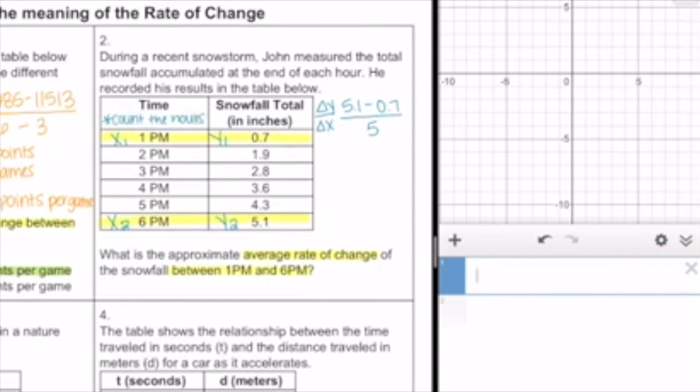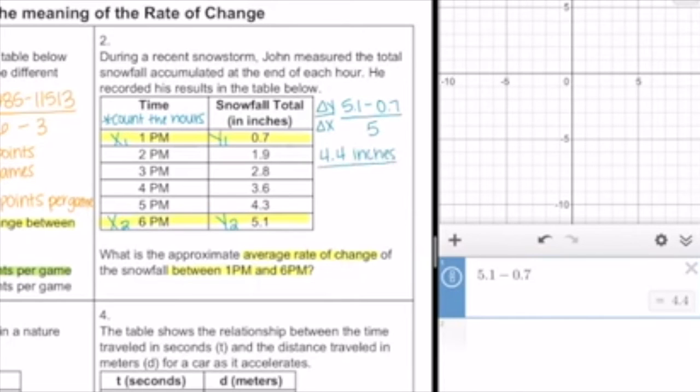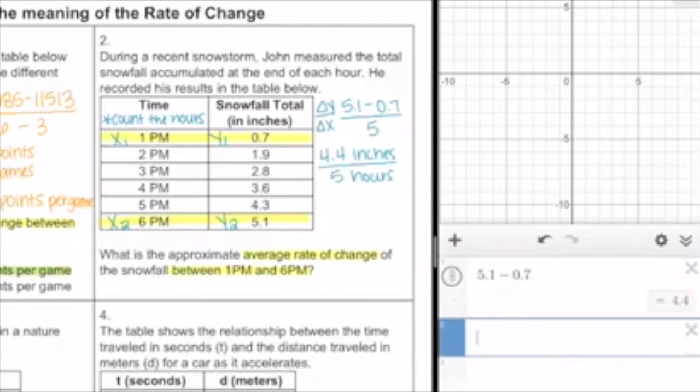Now we can go ahead and do our subtraction. 5.1 minus 0.7 is a change of 4.4 inches. So it changed 4.4 inches over a period of 5 hours, but we want to know how many inches it increased each hour. So we'll do 4.4 divided by 5, and that gives us 0.88 inches per hour.